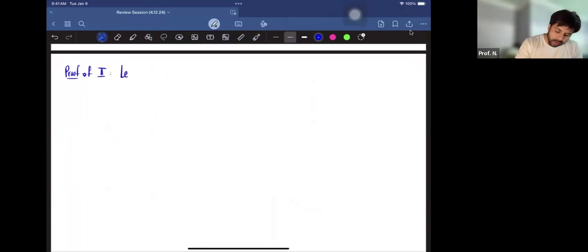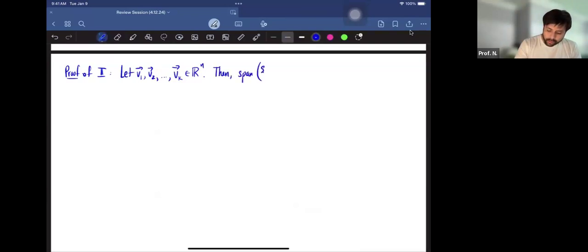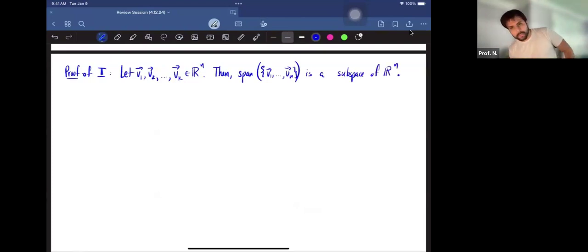2 says let v1, v2, ..., vk be vectors in Rn. Then the span of vectors v1 all the way to vk is a subspace of Rn. That's the one, right, Oren? I'm assuming that's a yes.